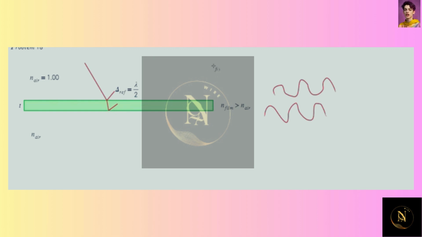So the only time you get a shift of 180 degrees, let's write this out. You get a shift of 180 degrees if you're going from a lower refractive index to a higher one. So if n1 is less than n2, and we are going from n1 to n2, we're going to get a 180 degree shift.